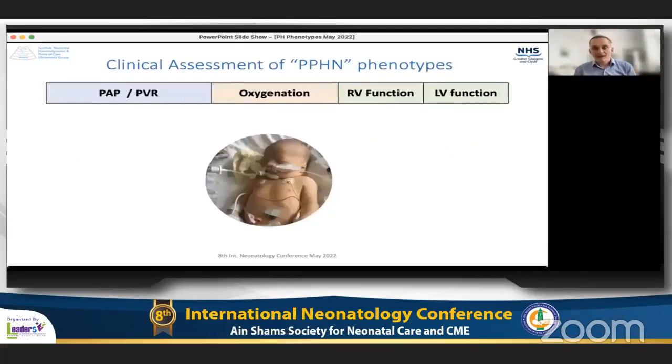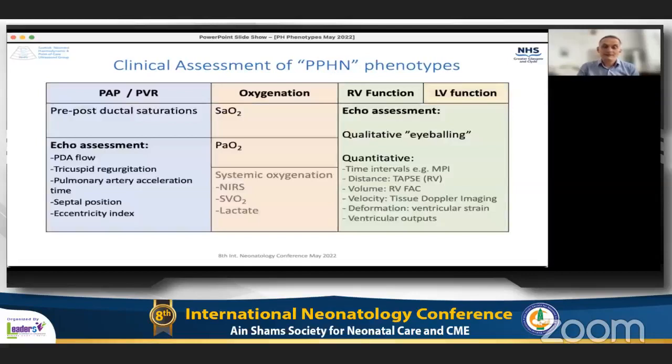So at the bedside, how are we going to identify those individual phenotypes? Well, I would say that it's important that as part of our routine clinical assessment in these patients, we serially assess their pulmonary artery pressure and their oxygenation and those relative contributions of right and left ventricular function. And we have a number of established techniques and measures that allow us to do that. You'll all be familiar with the use of pre and post-ductal saturations to assess pulmonary artery pressure. And we combine that with echocardiographic assessment or estimation of pulmonary artery pressure, including use of patent ductus arteriosus flow, tricuspid regurgitation, and other measures, including pulmonary artery acceleration time and septal position, which we can quantify using eccentricity index.